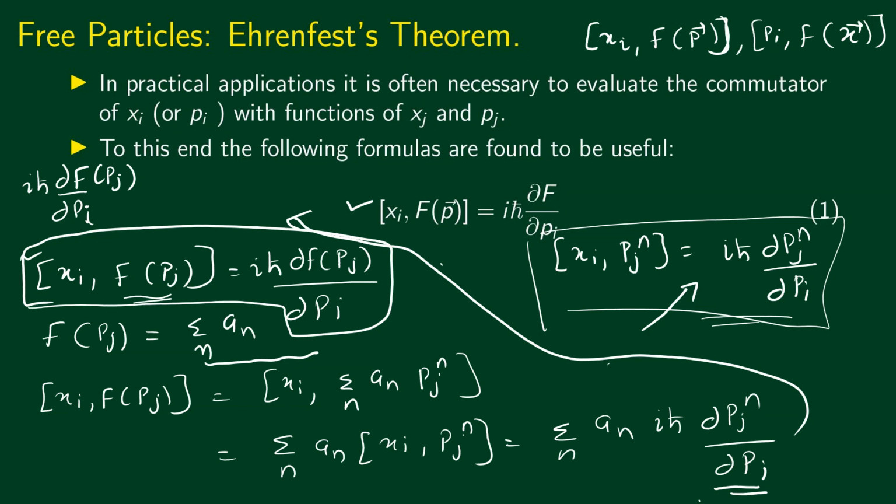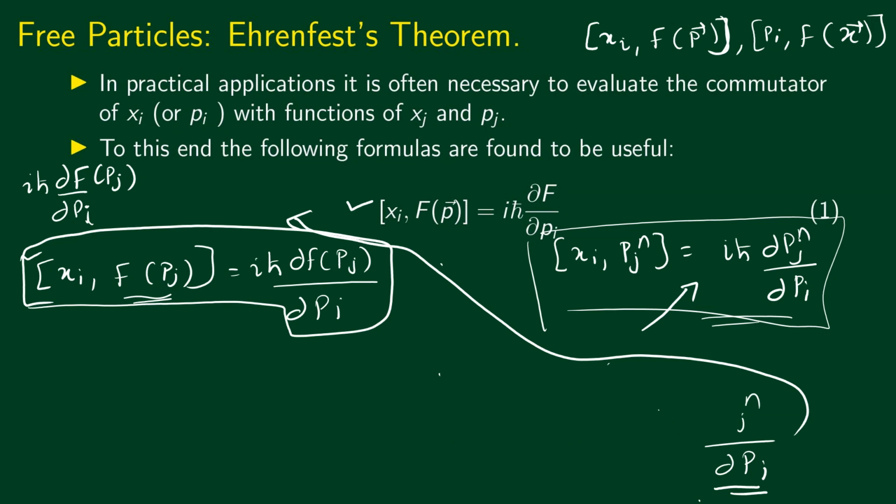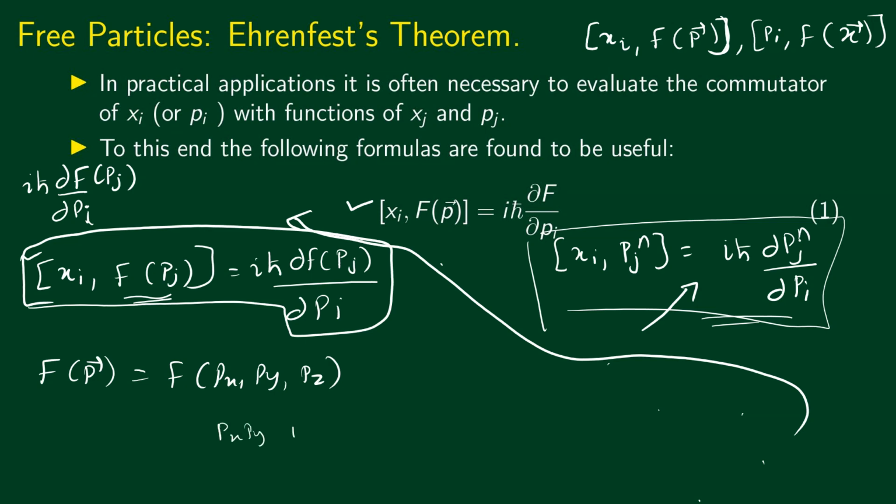Now this should work also for a function of a number of variables. Here we have included only one variable, we called it p_j. For example, if you have a function f of p_x, p_y, p_z, or in other words f of p vector. Now this also has a power series expansion, and in the power series expansion there will be zeroth order terms, first order terms in p_x, p_y and p_z, and second order terms including some constant multiplied by p_x p_y, some constant multiplied by p_y p_z, some constant multiplied by p_x squared, etc.